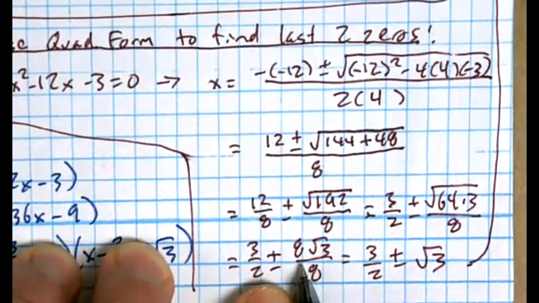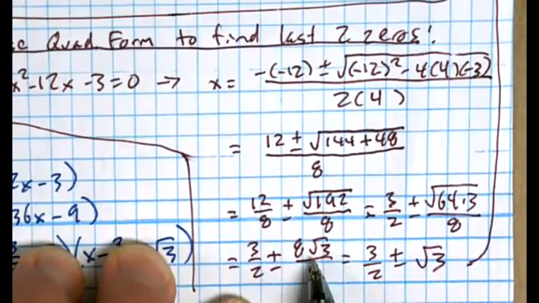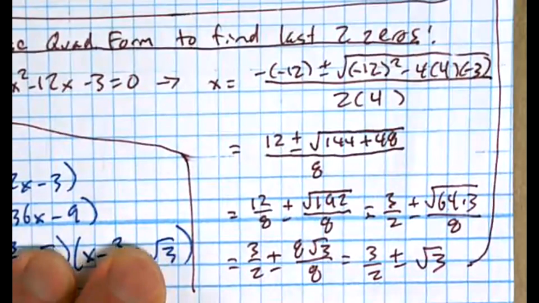Right, so the square root of 64 was 8. And then, we don't have a nice number for root 3, so it's just got to stay. So then that 8 ended up canceling with the 8 that was underneath it.